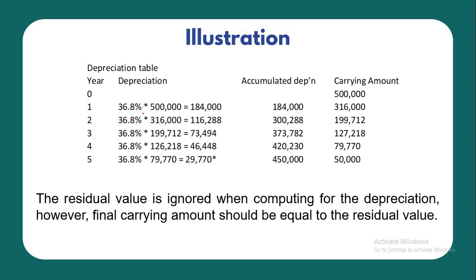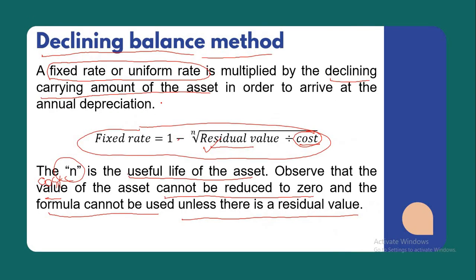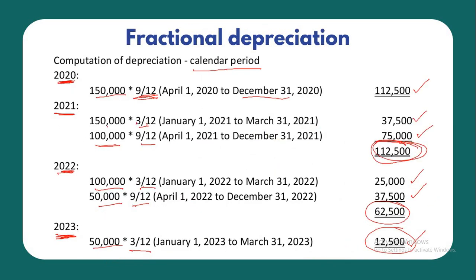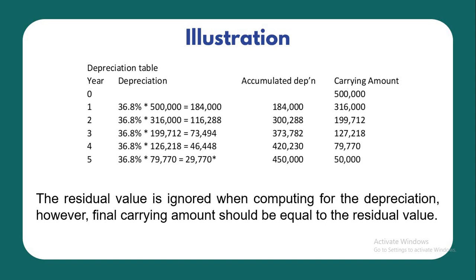if you notice, unlike in SYD and other formulas, we did not exclude the residual value from getting the depreciation. Like in SYD, 400,000 is the depreciable amount, so the residual value is not involved. But for declining balance, and later on double declining balance, ignore the residual value at first. You will go directly and multiply the fixed rate initially by the total cost. Again, we ignore the residual value first. We did not subtract it.